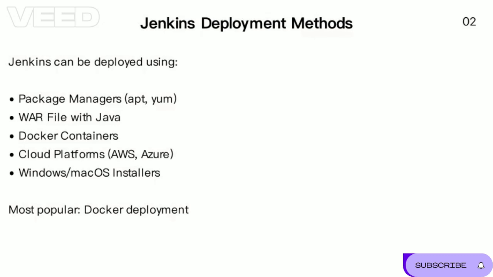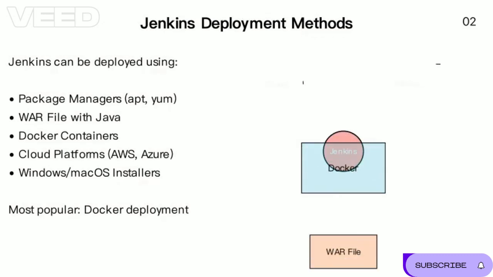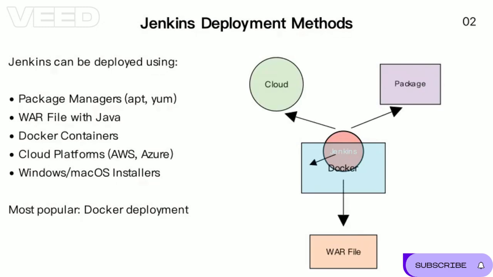Jenkins offers multiple deployment options to suit different environments and requirements. You can install it using package managers like apt on Ubuntu or Yum on CentOS. The WAR file method allows running Jenkins directly with Java. Docker deployment is increasingly popular for its portability and ease of management. Cloud platforms provide managed Jenkins services, while native installers are available for Windows and Mac OS systems.